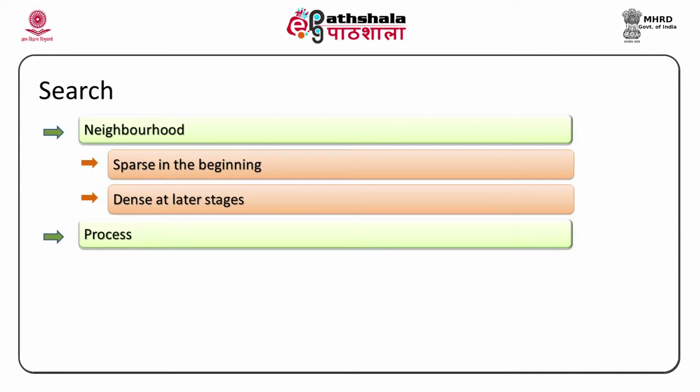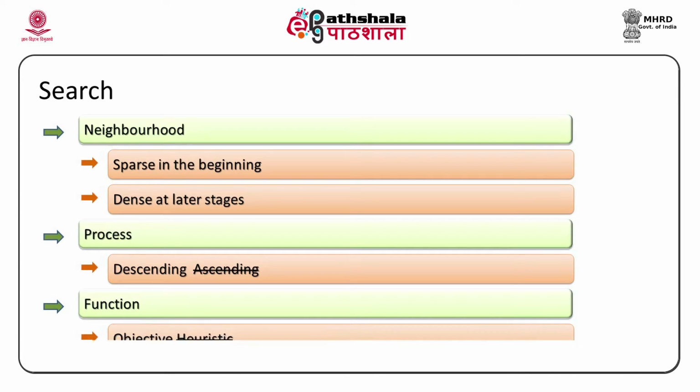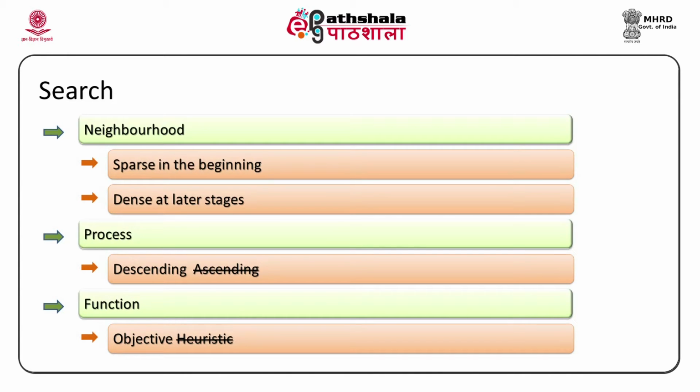The process is basically descending and not ascending like hill climbing, and the function obviously is called heuristic function rather than objective function. You may ask why the function is called objective rather than heuristic. Okay, it is just their taste, nothing else. There is no technical reason. The people who worked on it call it objective function. Okay. So, that was variable neighborhood descent.